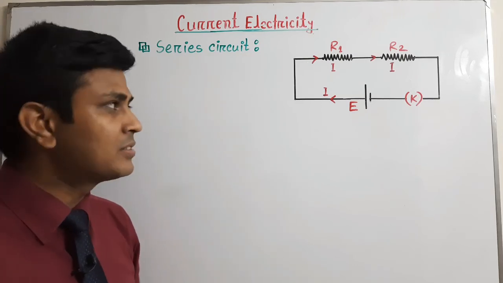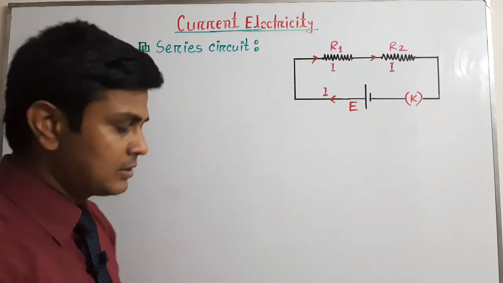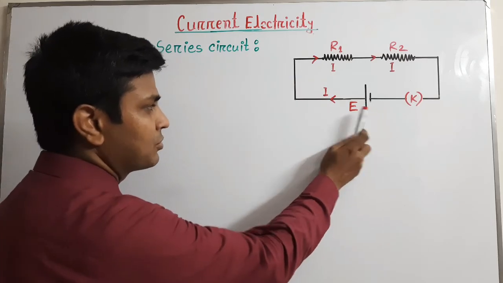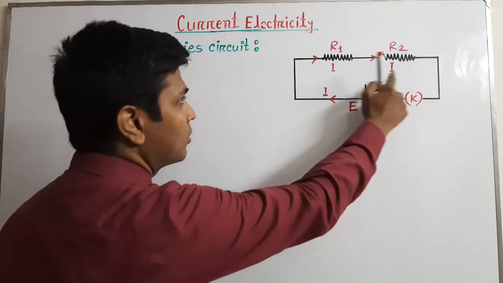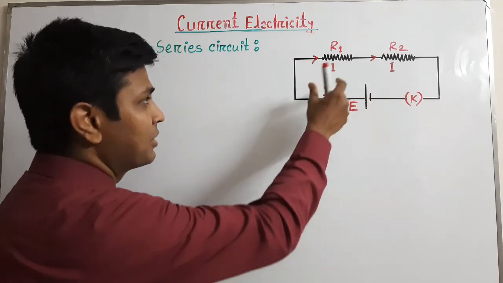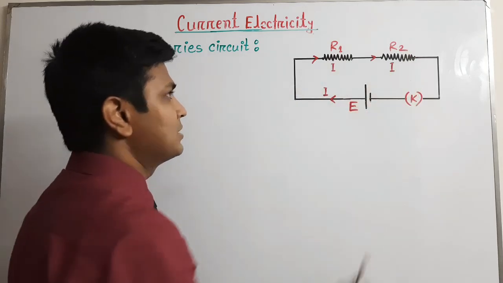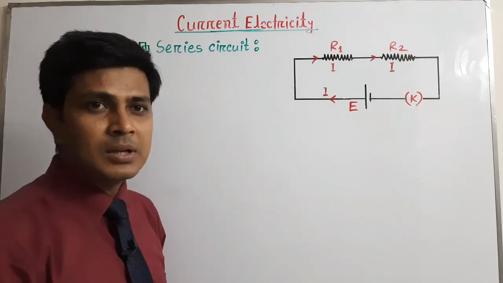In the case of the series circuit, the current will not divide. The current will flow in the same way. Suppose from the source I amount of current is produced, this current will flow through all the resistances. It will not divide. But the potential difference across resistance R1 and resistance R2 will be different. It depends on the resistance.